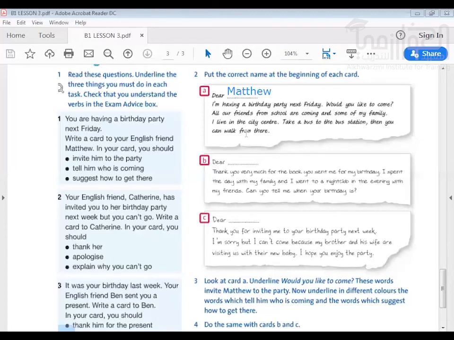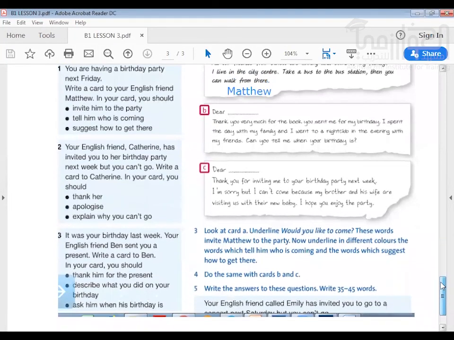Let me scroll it a little for you so that you can see what they're talking about. When you look down, you can say, thank him for the present. Describe what you did. So you can see that I went to a nightclub in the evening, describing. And then ask him when his party is. When is your birthday party? When is your birthday? So this is, can you tell me when your birthday is?